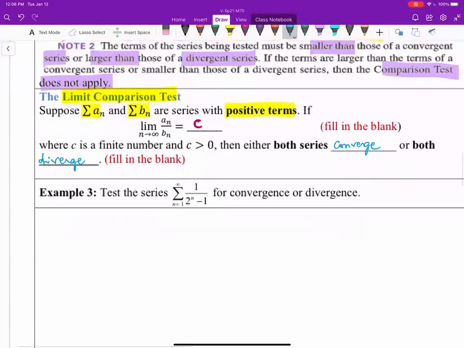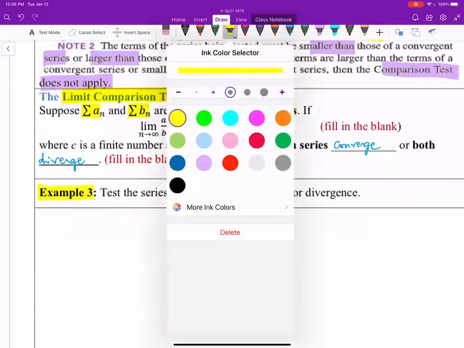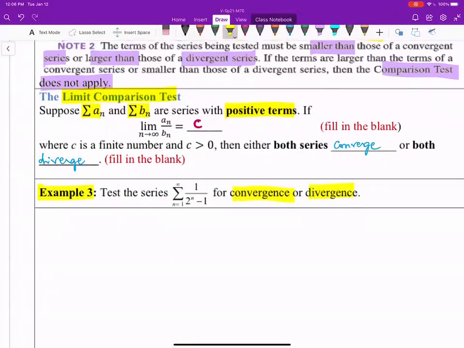Let's try this example, number 3. Test the series sigma n varying from 1 through infinity of 1 over 2 to the power n minus 1 for convergence or divergence. As I always say, this, without the sigma, has to be equal to a sub n. So step number 1, we'll apply the limit comparison test. You should always state which test you are applying.